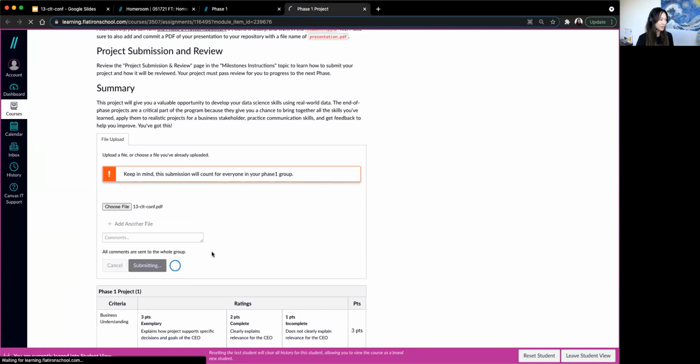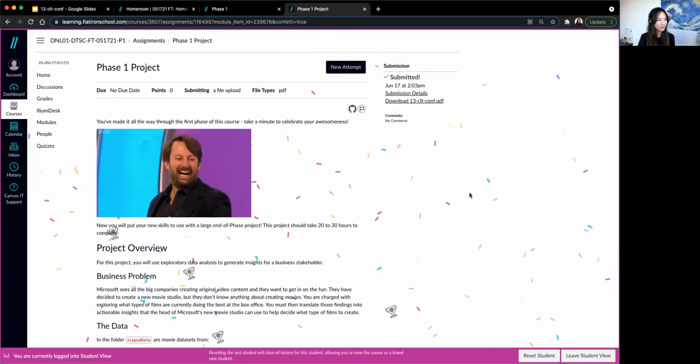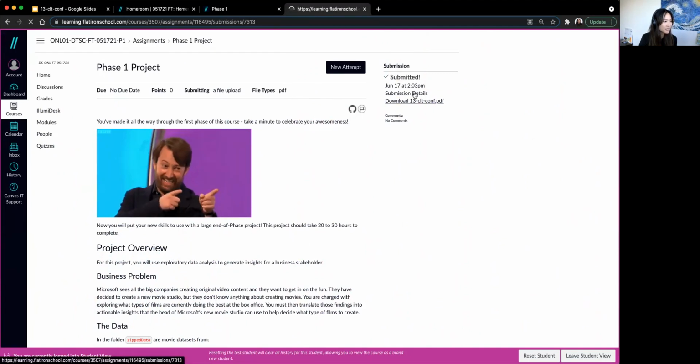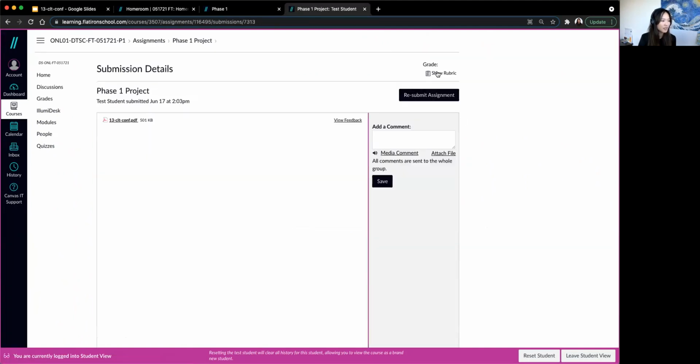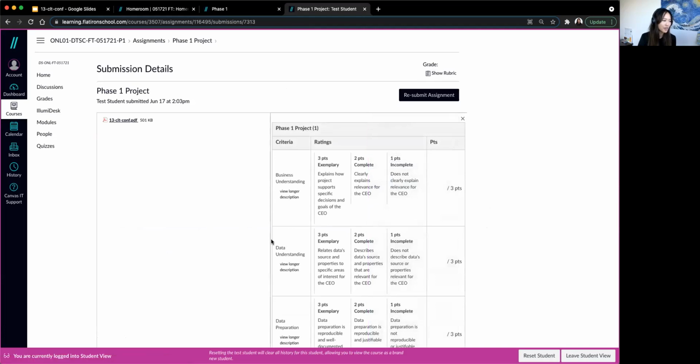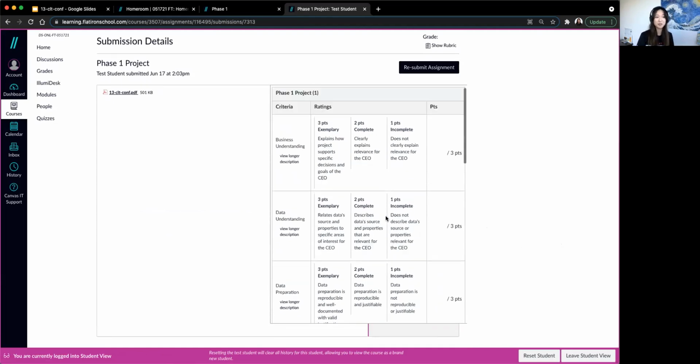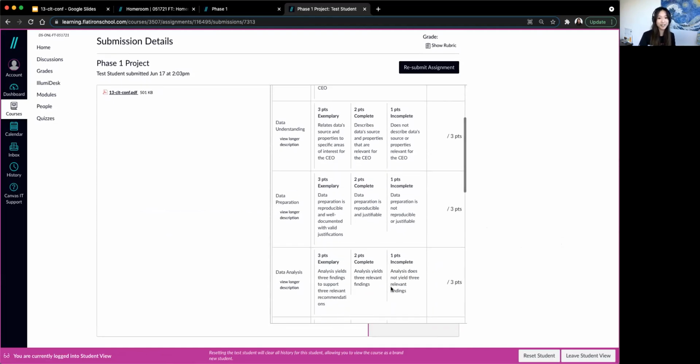Okay, so you've submitted your project. When, oh, cool, I didn't know they did that. When it's submitted, you click onto submission details and then just click on show rubric. And if this was one of your projects, you'll see a bunch of my comments under the rubric here.